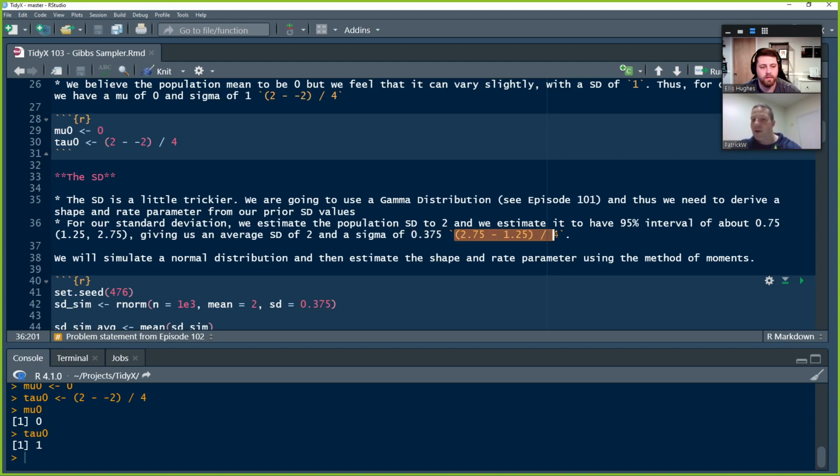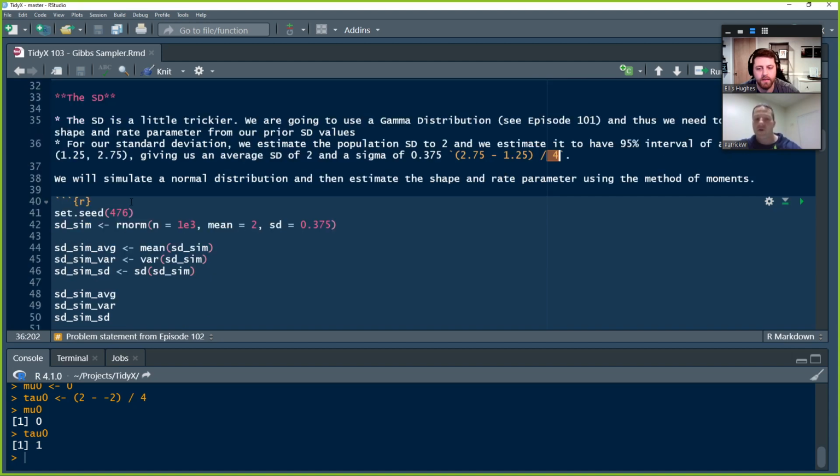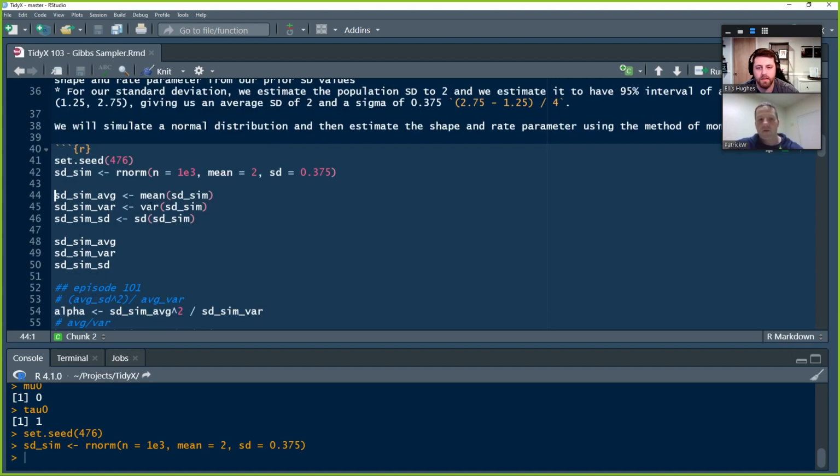Remember the little math that we talked about above. We take our interval, we subtract the lowest value from the highest value, we divide by 4, and that's how we got 0.375. So how are we going to turn this into a gamma distribution? We have a mean and a standard deviation. The first step is we need to create a simulation from the normal distribution using our mean and our standard deviation. So we're going to set the seed so that it's reproducible for you at home. We're going to take a random draw of 10,000 samples with a mean of 2 and a standard deviation of 0.375. And then we're going to calculate some basic summary statistics.